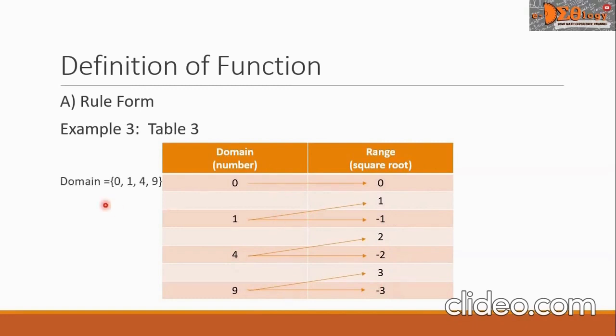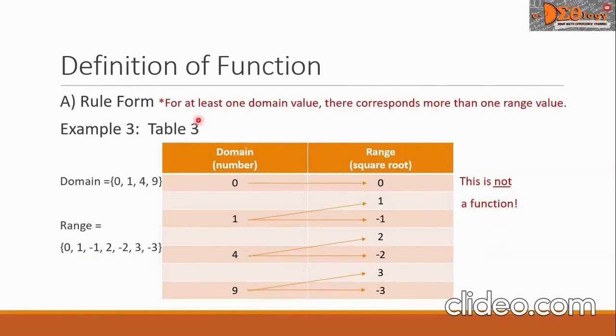Here the domain is the set 0, 1, 4, and 9. For the range, the elements are 0, 1, -1, 2, -2, 3, and -3. This is not a function because for at least one domain value, there corresponds more than one range value. This is our final answer.